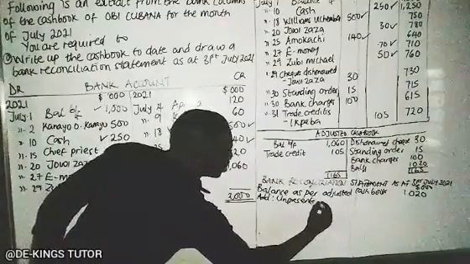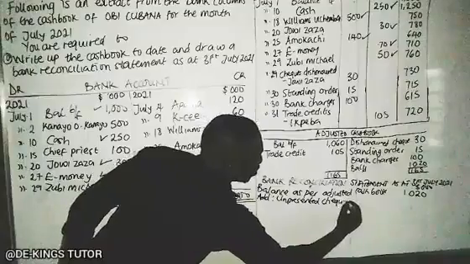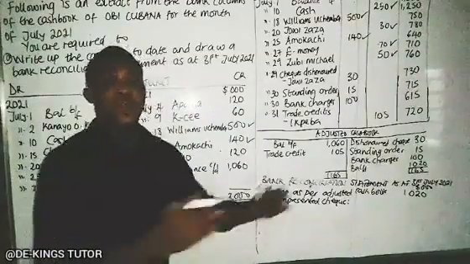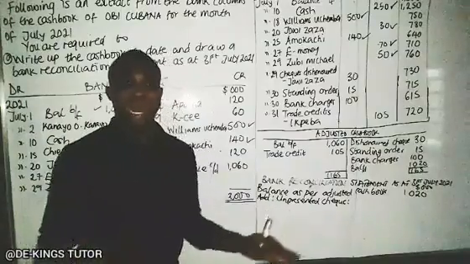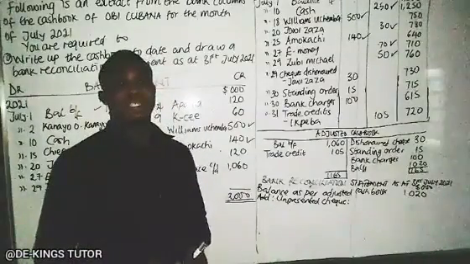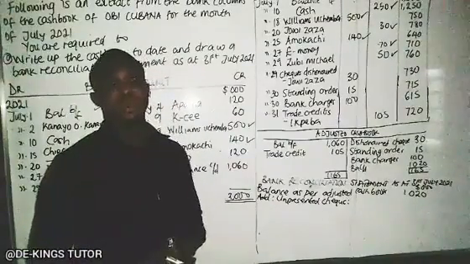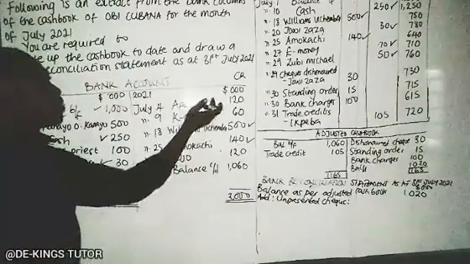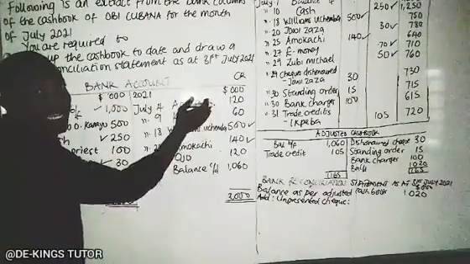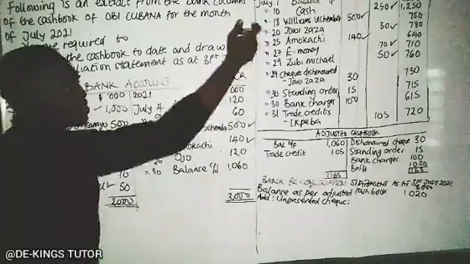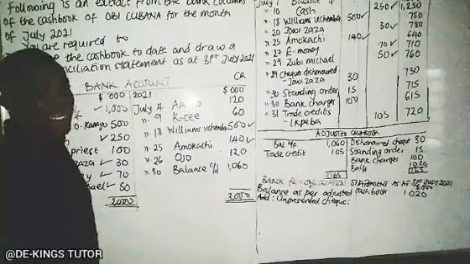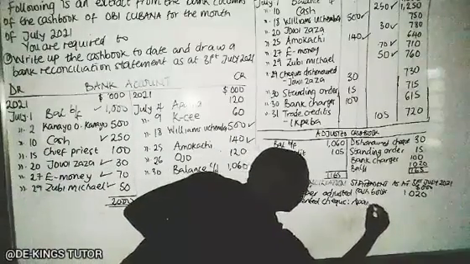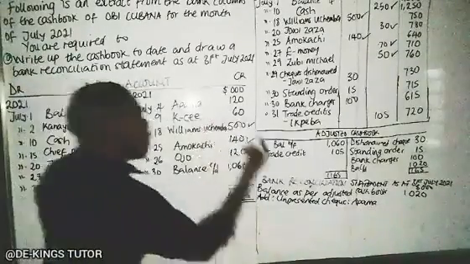unpresented check. Now those checks, those money he paid, he gave to people, but they've not gone to the bank as at 31st July. They've not gone to the bank to cash out the money. Okay, so now it is those payments, those ones that have been credited in his cash book, but it was not debited in the bank statement. So the first one is for Apama. Apama Ibigwe. Apama is 120.